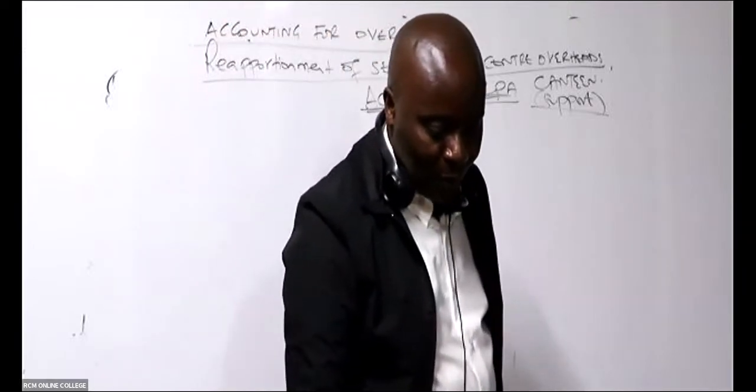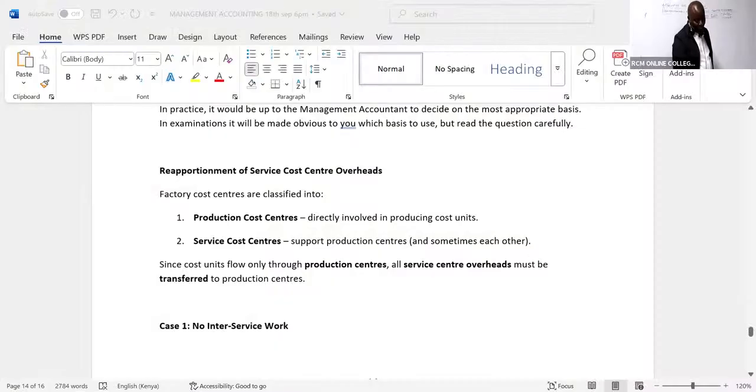All right. And then we continue, ladies and gentlemen. So tell us that since cost units flow only through production centers, all service center overheads must be transferred to production centers. I repeat that since students only go through the production departments, all service center overheads must be transferred to production centers.